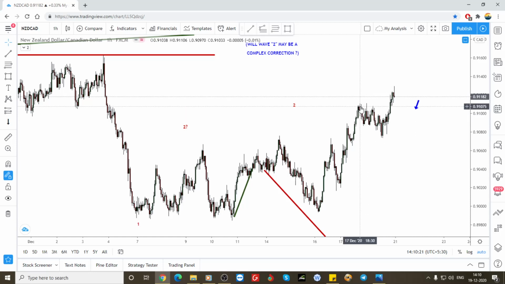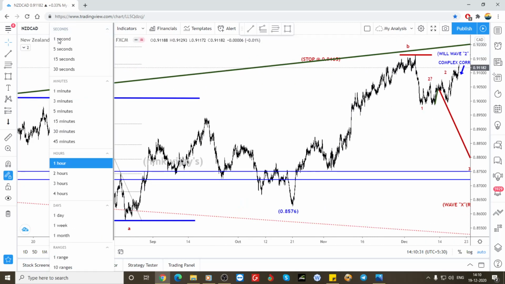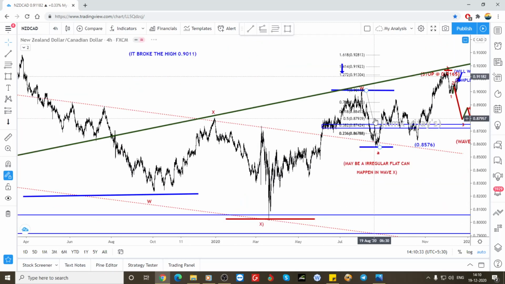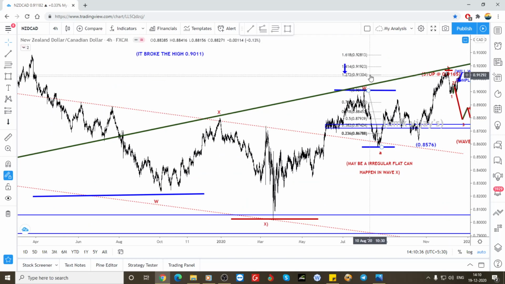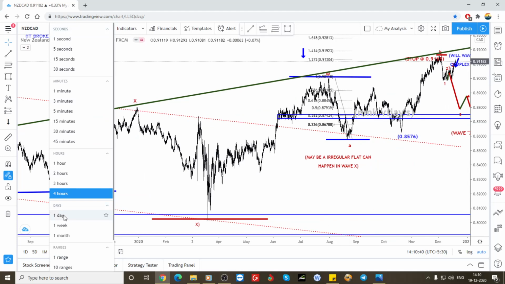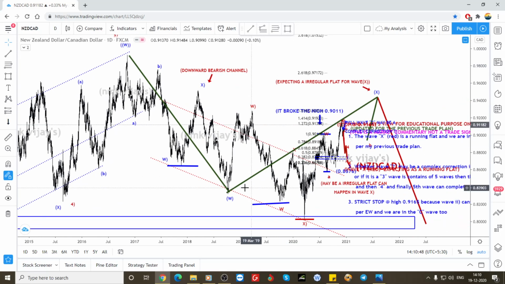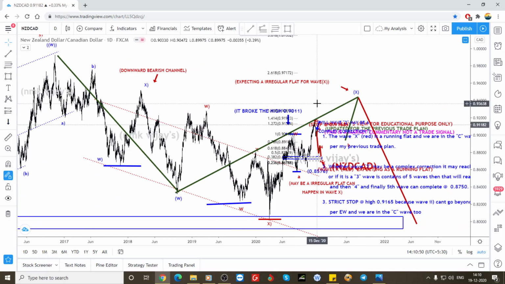If it is making, I understand that one more high is also possible, so it did the same thing. But I'm already having a stop loss at 9165 because in the positional view, this is the W, X, and this is the W. So this is the three-way structure, and we are in the irregular flat formation.